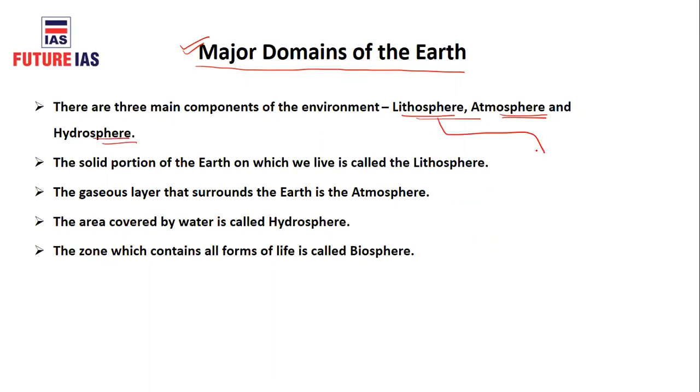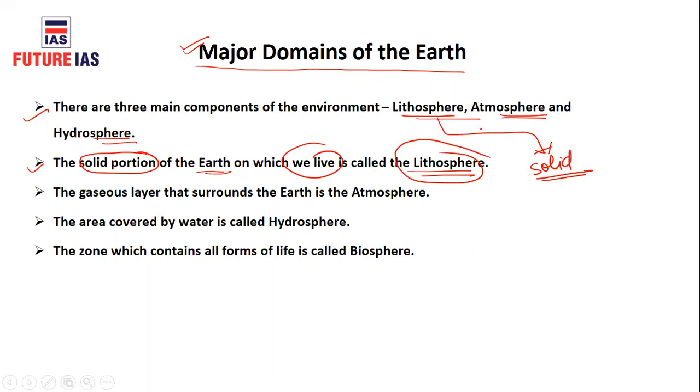Lithosphere means it is the solid portion. The solid portion of the earth on which we live is called lithosphere. The land on which we live is also solid. That portion of the earth is called lithosphere. If you talk about the atmosphere, it is the gaseous form. Gaseous means you will have oxygen, nitrogen, carbon dioxide, so different gaseous constituents. They are called atmosphere.